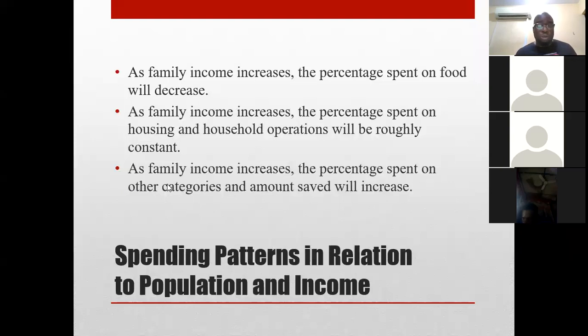So the third one there is that as a family's income increases, the percentage spent on other categories and the amount saved will increase. That is also true. Because before, you were not using perfume, you were using normal body spray. But as more money is coming in, you start buying different kinds of perfume. Before, you were entering bus. But now you are no longer entering bus, you've bought your own car, you understand? So what you spend on transport has increased.